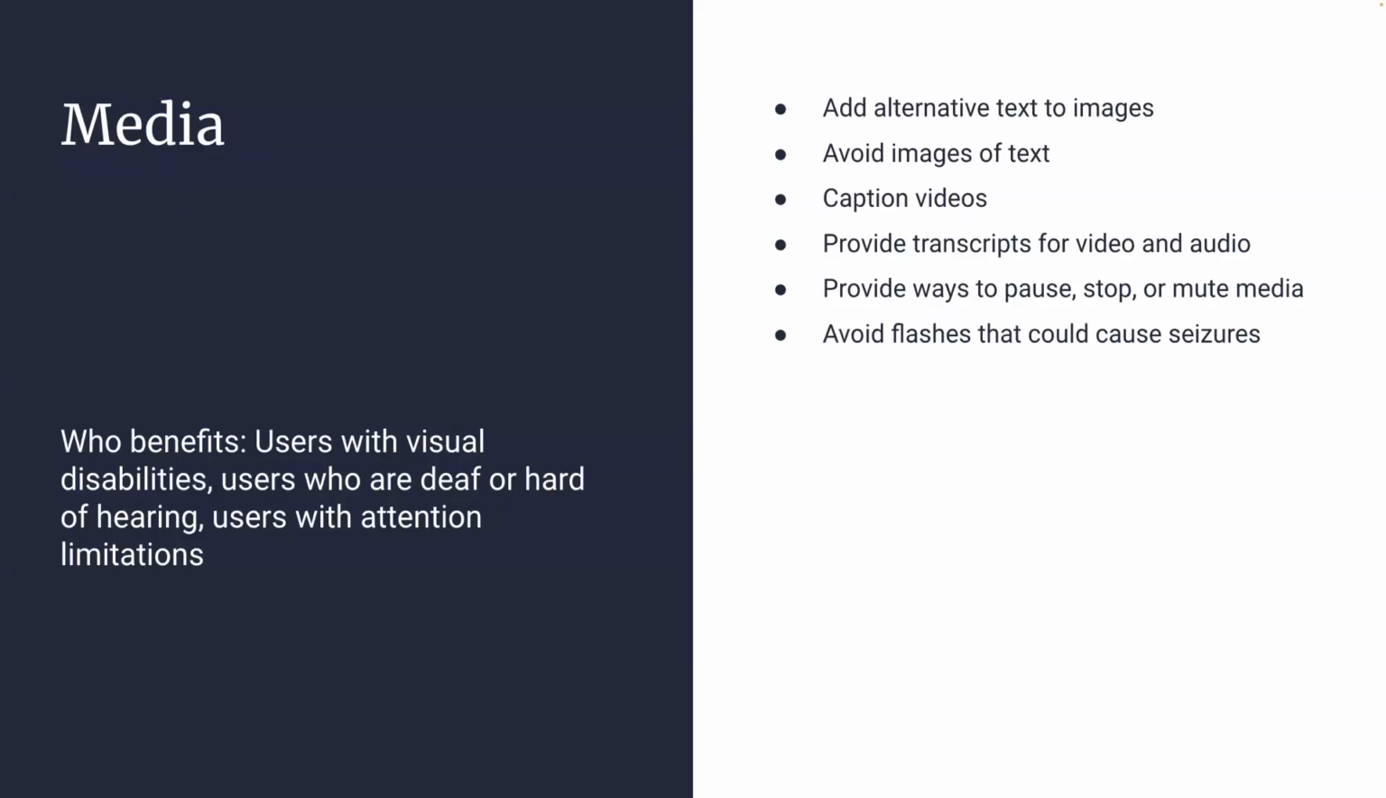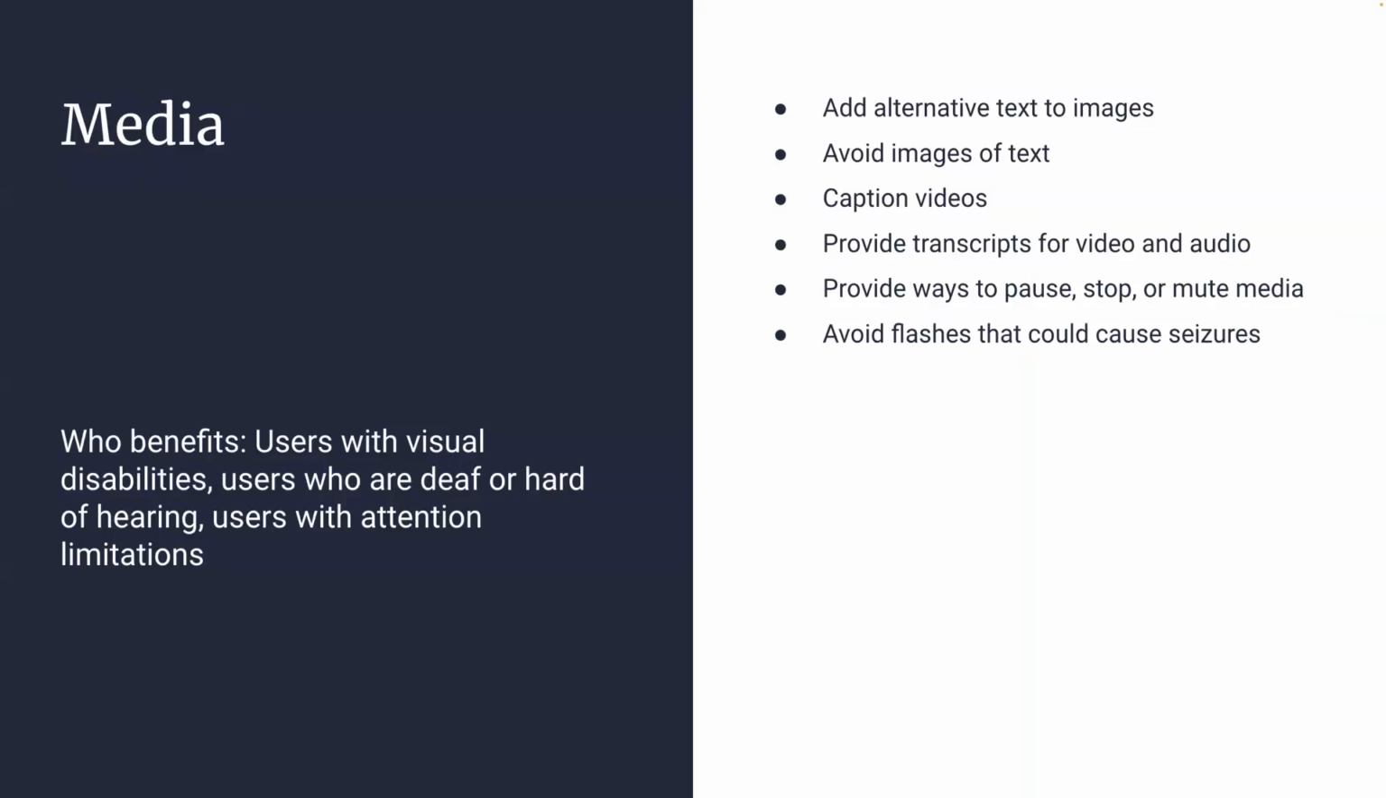You should also provide transcripts of your videos and audio content. This is a written version of the audio content, occasionally including textual descriptions of visual cues as well. The transcript should be easy for your users to find. Place it right below the audio or video file, or provide a link to another page with the transcript if there isn't enough room.